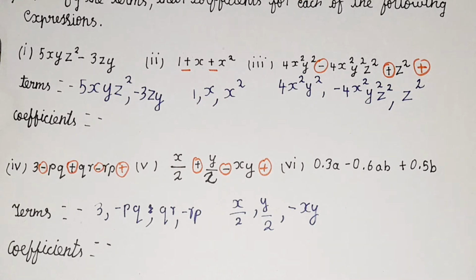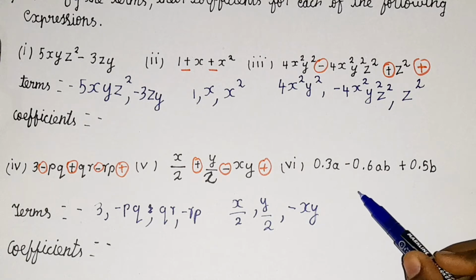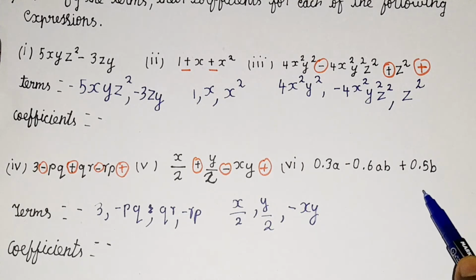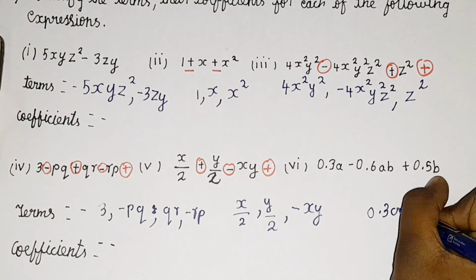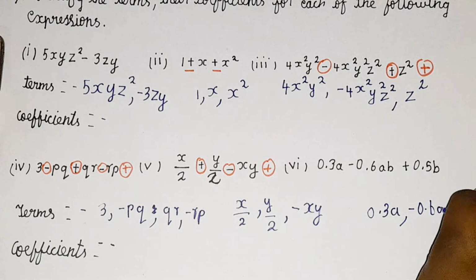The sixth one is 0.3a minus 0.6ab plus 0.5b. This is also the same. Since it's a decimal, don't get confused. It's the same method. So 0.3a, comma, minus 0.6ab.